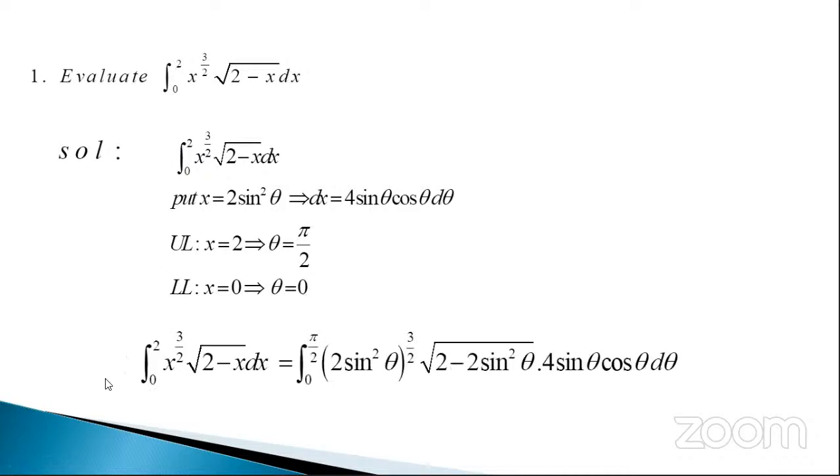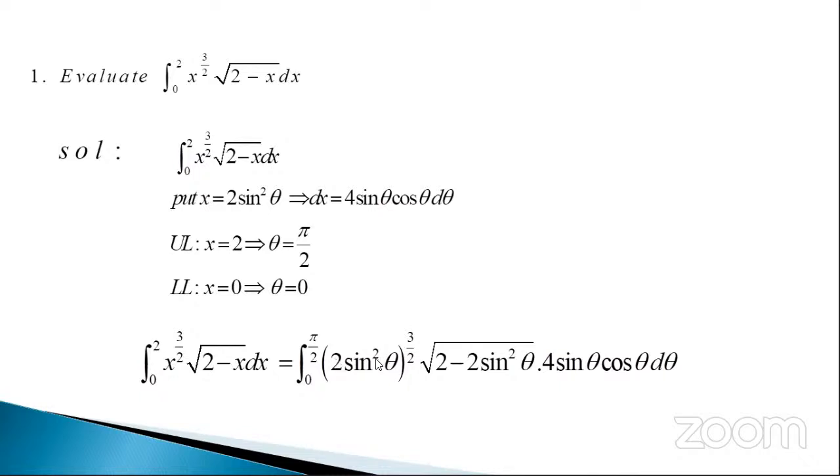Now the given integral, 0 to 2 of x to the power of 3 by 2 into under root of 2 minus x dx, becomes the integral from 0 to pi by 2. Lower limit is 0, upper limit is pi by 2. In place of x, we write 2 sine square theta whole to the power of 3 by 2, under root of 2 minus 2 sine square theta, into dx, which is 4 sine theta cos theta d theta. Here 2 to the power of 3 by 2 into 2 to the power of 1 by 2 equals 2 square, 4 only.